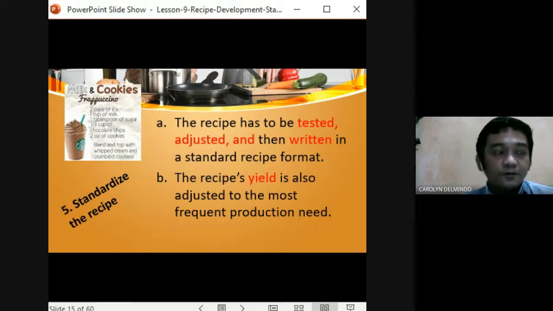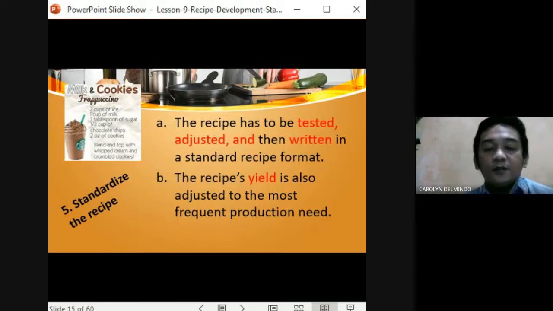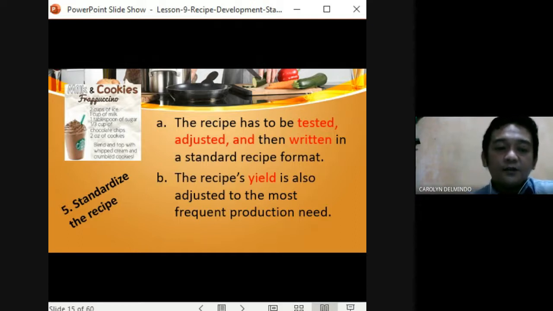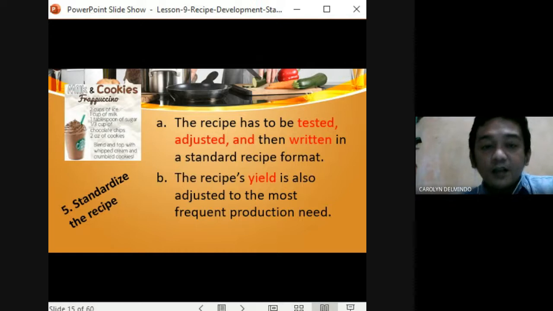They have a product development team for this. For a certain product they are going to develop, they have their own team that develops it. In that team, they test what the best taste is, what the best presentation is, and what the outcome will be for that certain recipe. Okay? They adjust it in terms of taste, presentation, process of cooking, and it is written in a standard recipe format.